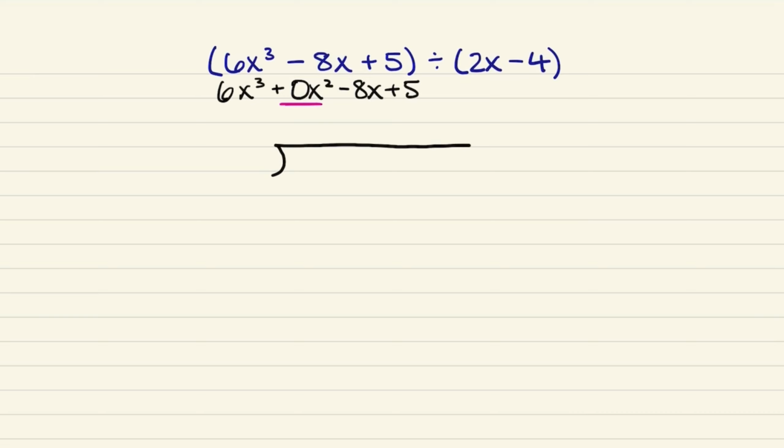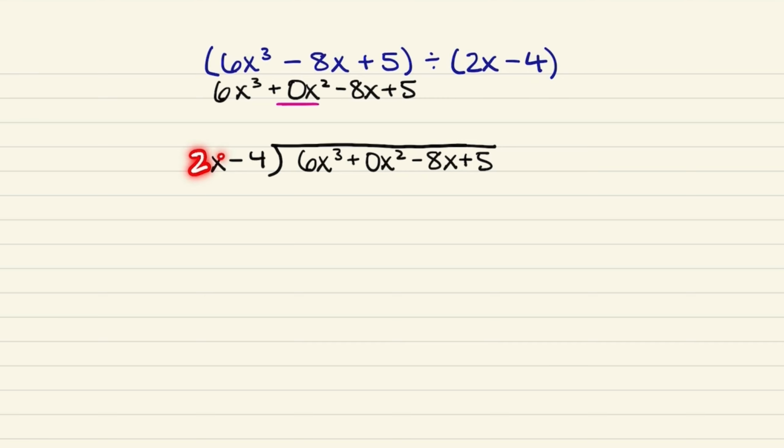So we have the divisor, 2x minus 4 on the left, and then this value underneath the bar, 6x cubed plus 0x squared minus 8x plus 5. And we need to include the 0x squared because it's kind of a placeholder for us when we do our subtraction. So we do this as normal.